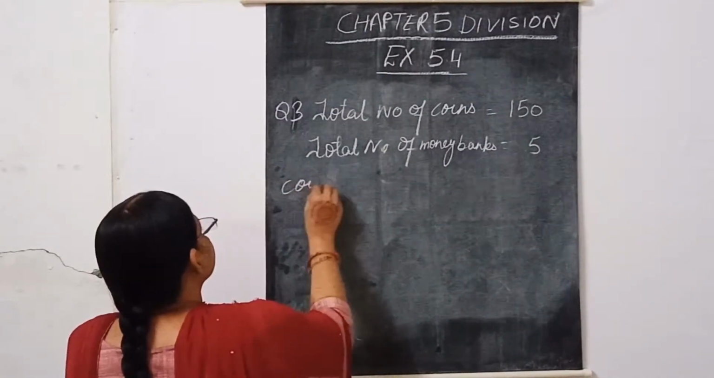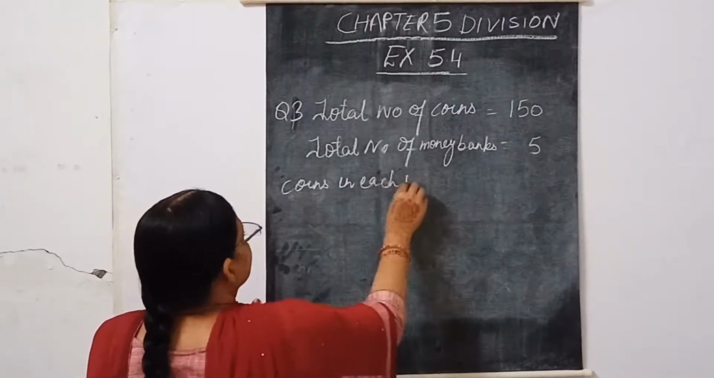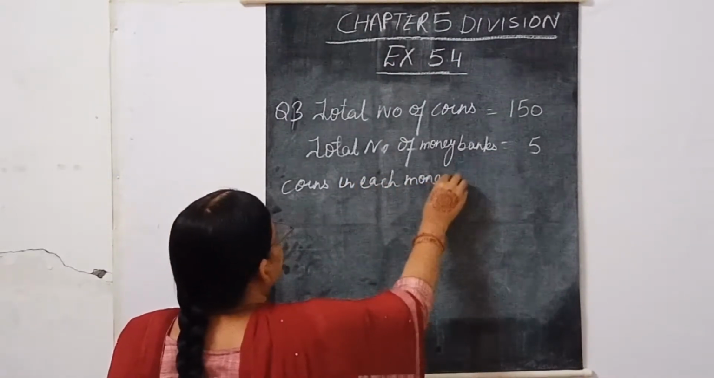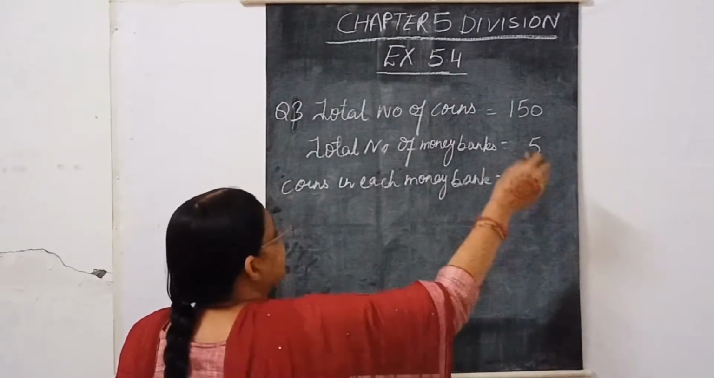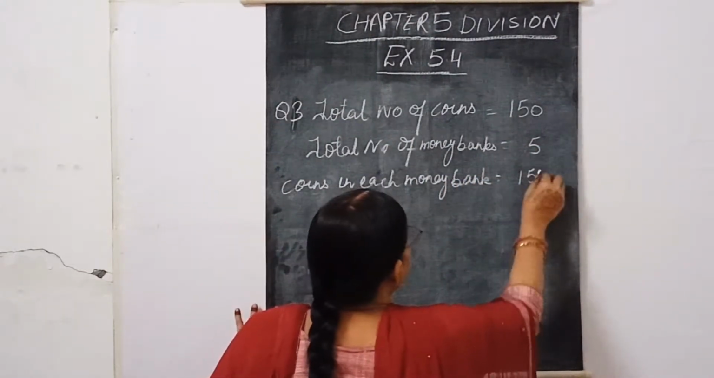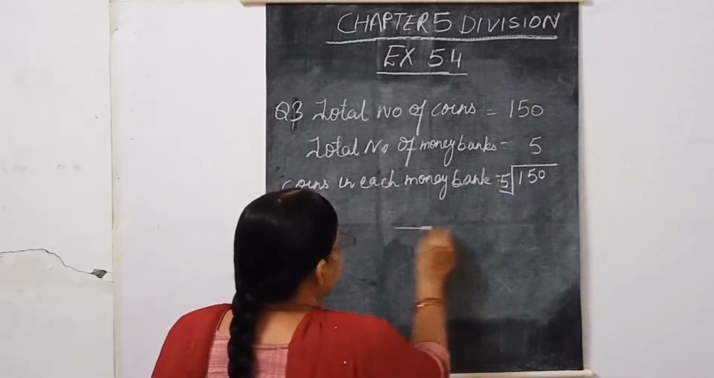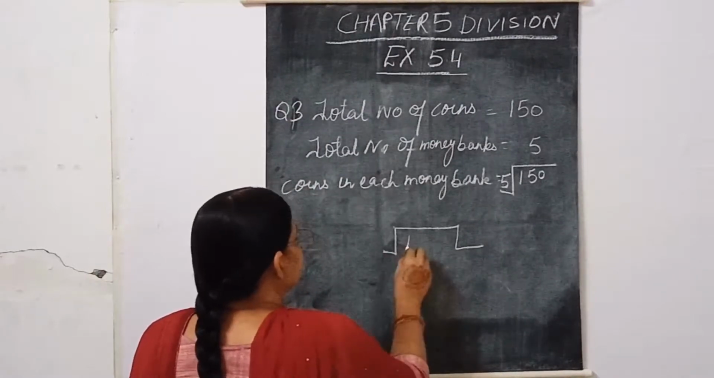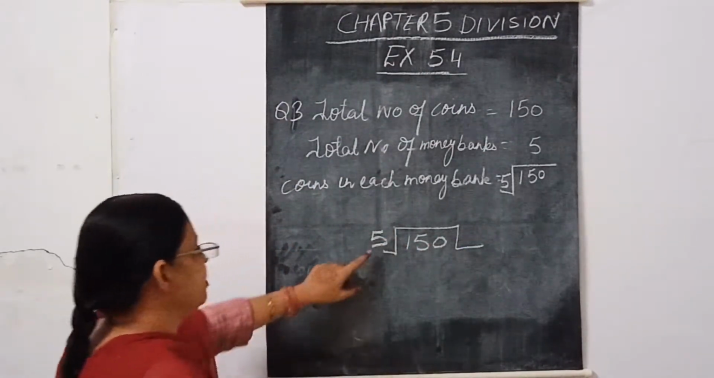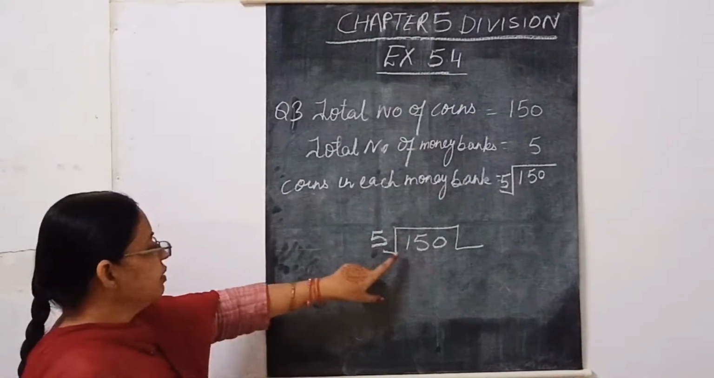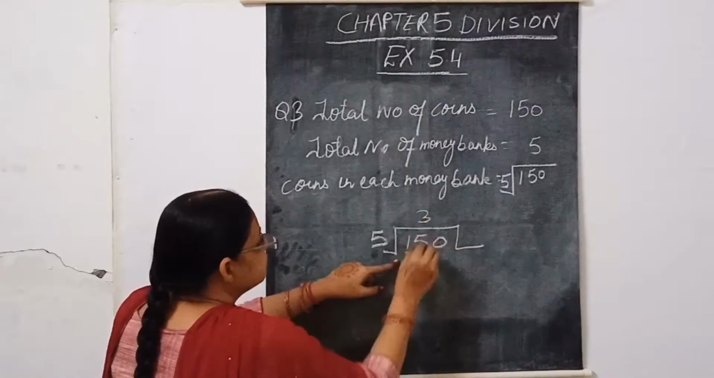So we'll write here coins in each money bank. How will you find this? You will find this by dividing 150 by 5. I am doing it here so that it will be easy for you to understand and clear also. 150 divided by 5. Now see, 5. First you take these two digits. 5 threes are 15.